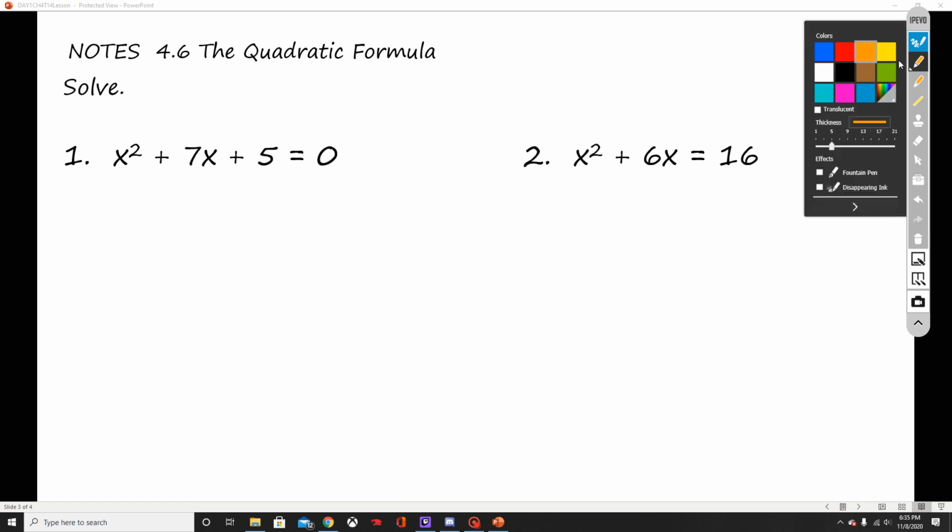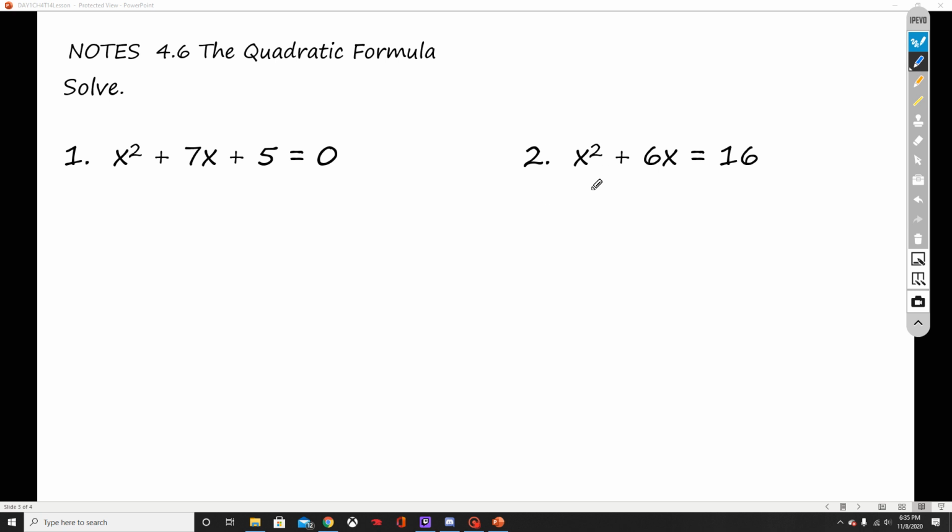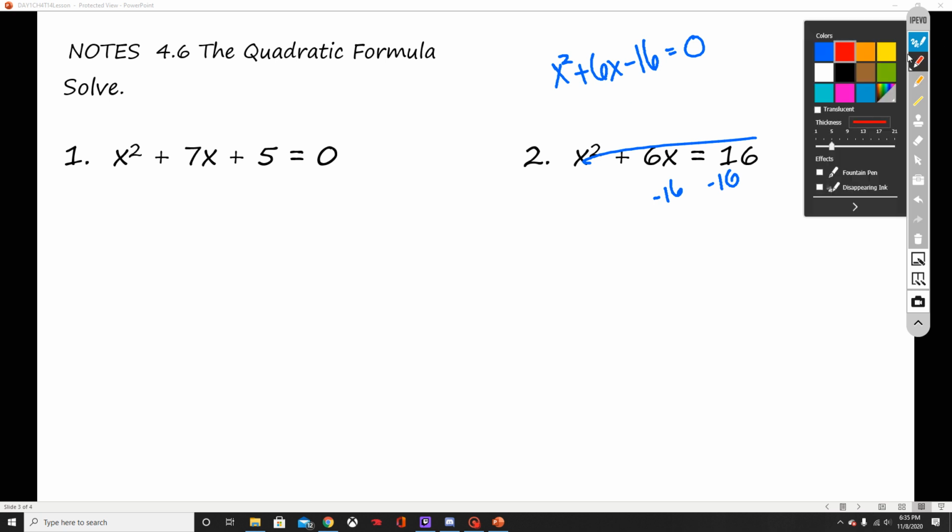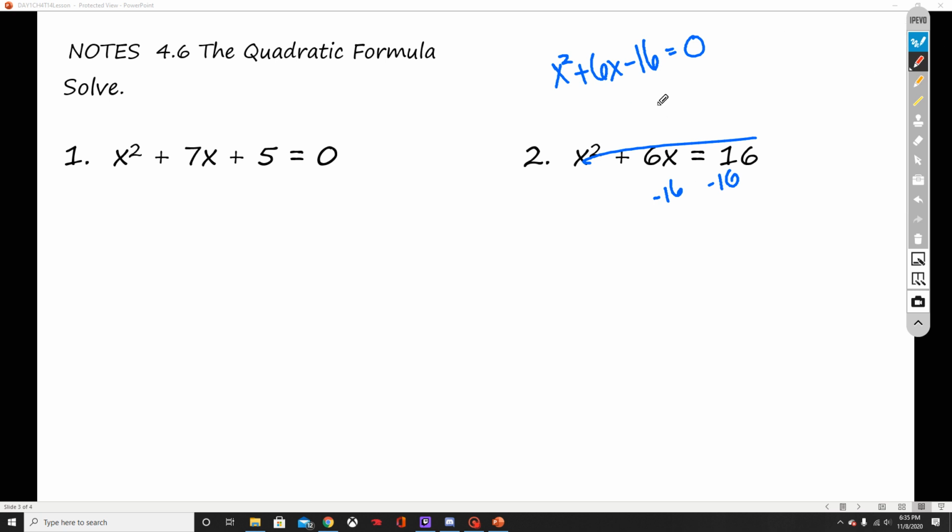Let's take a look at number 2. Number 2, x squared plus 6x equals 16. First of all, it needs to be equal to 0, so it's not in the appropriate form. So the first thing we need to do is move the 16 to the left side by subtracting it, which gives us x squared plus 6x minus 16 equals 0. Now it's in the proper form, and now I can use the quadratic formula.